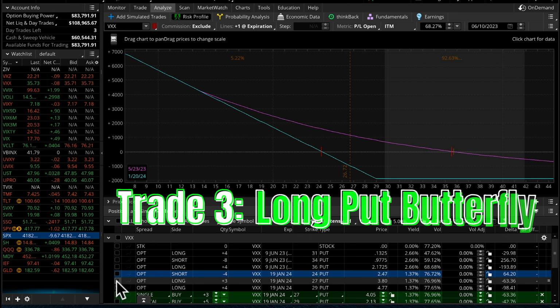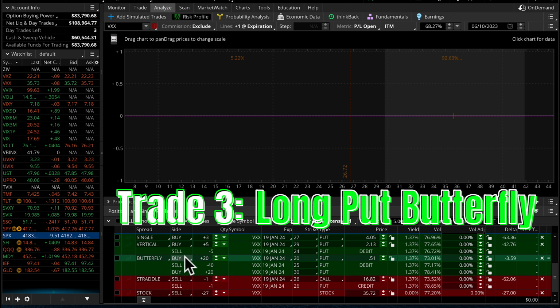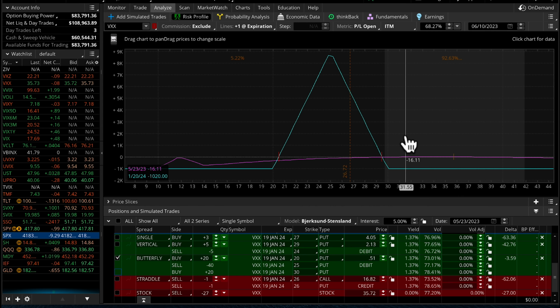For this third trade, we're actually going to be doing one that you probably don't use very often. It's called a butterfly spread. It looks like this. People don't often associate these with short volatility trades, but I use these a lot on things like the VXX and the UVXY. I think they're an excellent way to represent a short volatility trade.